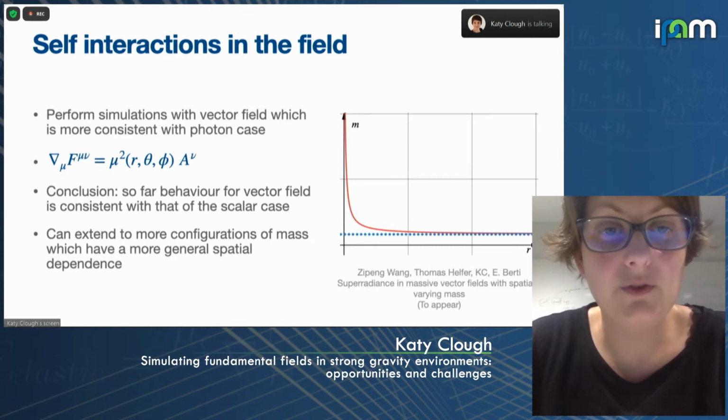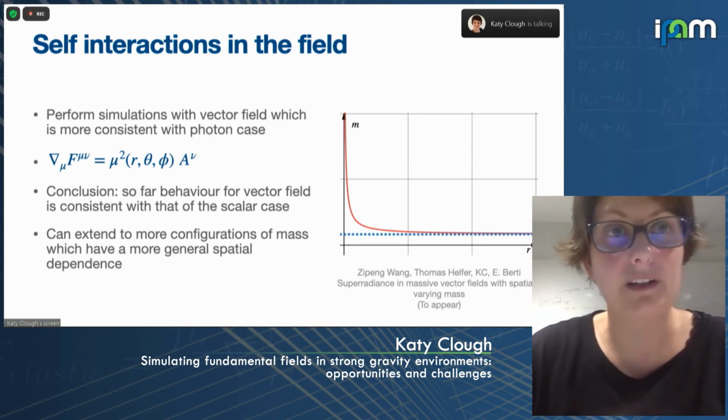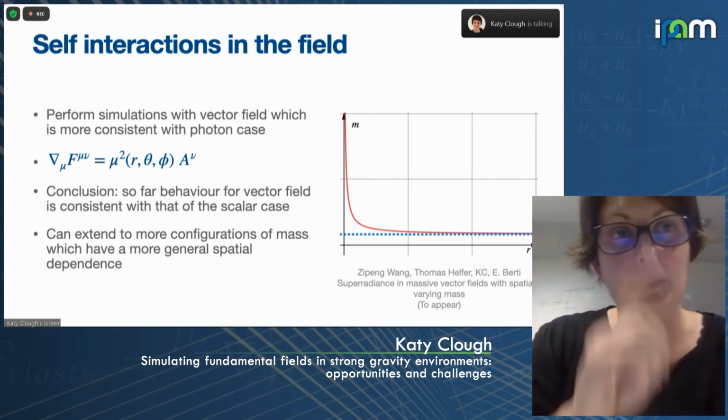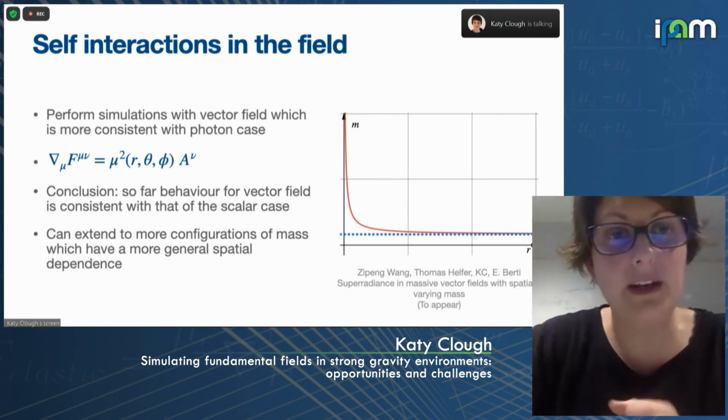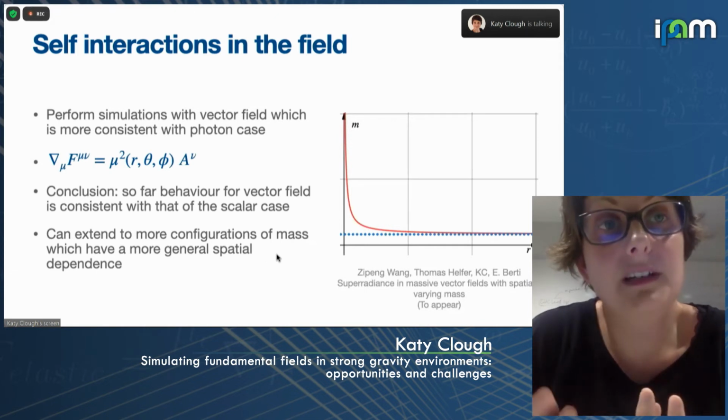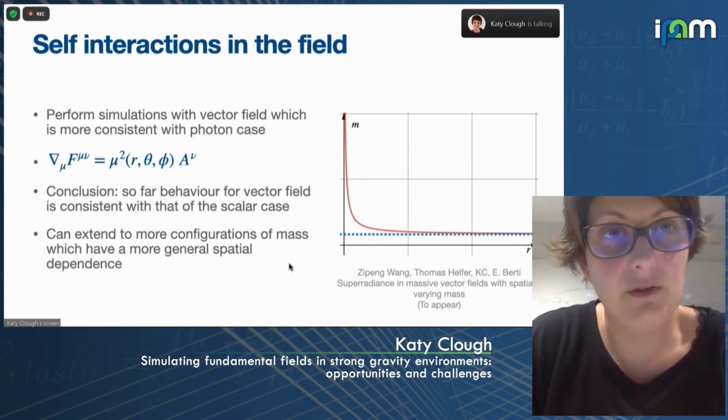So we can go to more general configurations of the mass, which is kind of interesting. We can try some with an angular dependence around the black hole, sort of relative to the spin axis. But I think ultimately we support their conclusion, which is that spatial dependence that are kind of physically motivated do tend to spoil the process of superradiance.